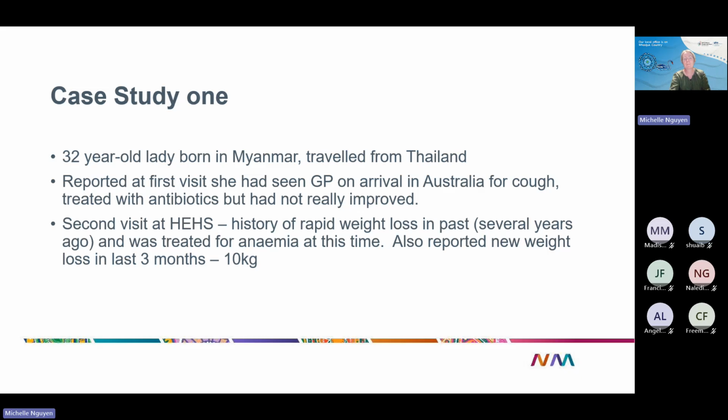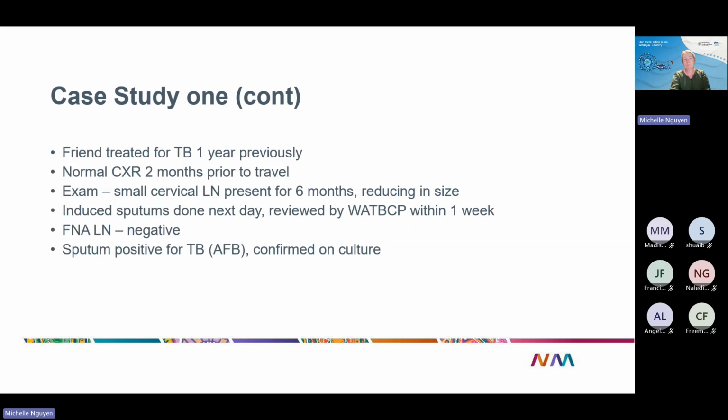So thinking about possible causes, you've probably already got some in your mind, but we gathered a bit more information and we actually discovered that a friend of hers had been treated for TB 1 year previously. She had had a normal chest x-ray 2 months prior to travel. On examination, she had a small cervical lymph node that had been present for 6 months. She said it had been reducing in size.